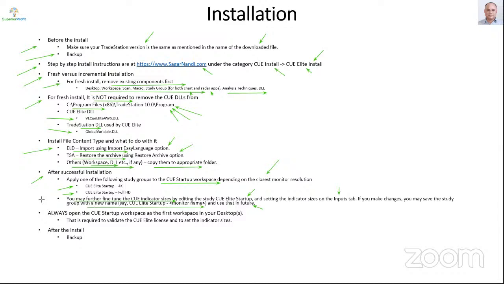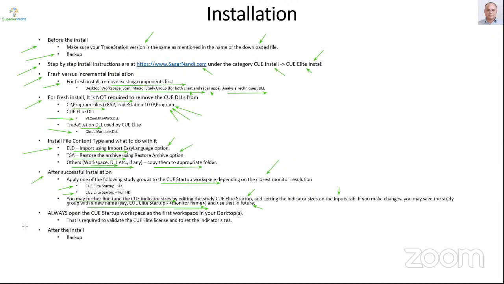In general, if you ever make changes to anything in QElite, whether it is desktop, workspace, study group, macro, anything, and you want to save, you may save it with a different name so that when the next version of QElite is released, it does not override your changes. Always save changes, if you make any, with a different name. Usually I tend to add a suffix, maybe underscore Sagar, that will mention that this workspace or this desktop or study group is created by me.